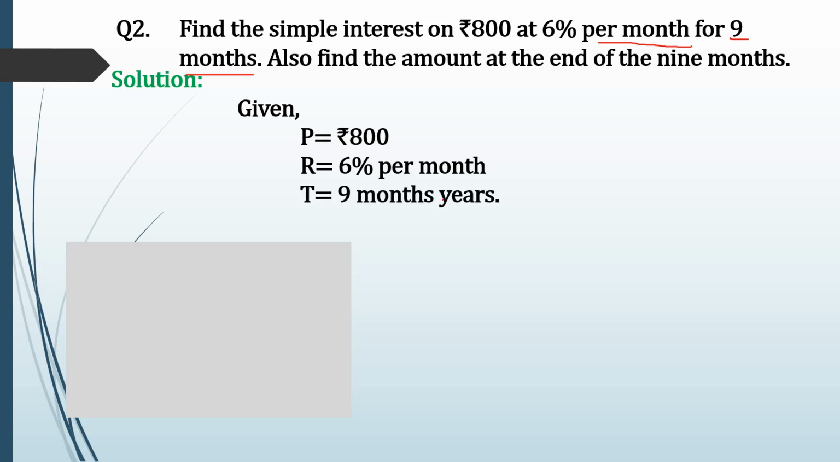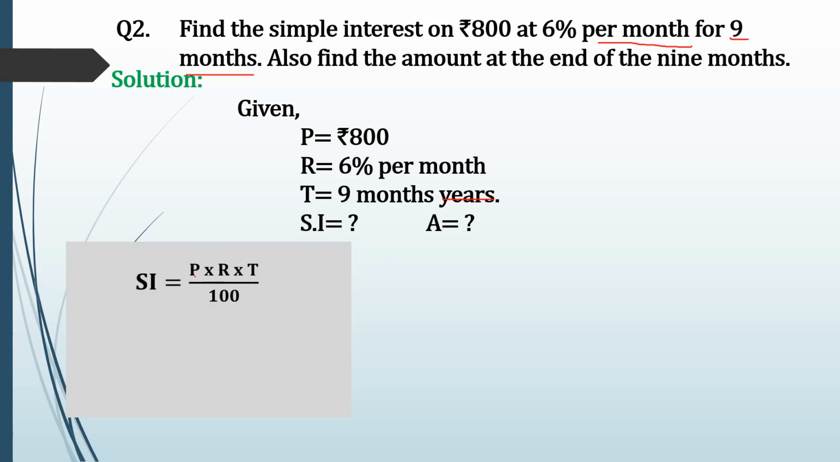Okay, there is a mistake over here. Please cut this "years" because the time given over here is months. So the time is 9 months, and we are asked to find simple interest first and then calculate the amount also. So let us start solving this. First we'll find simple interest.